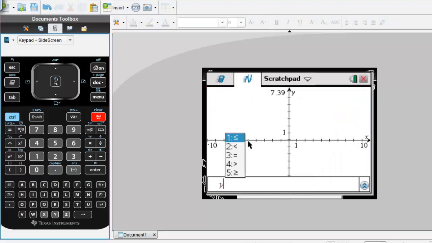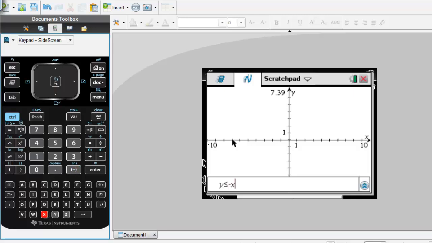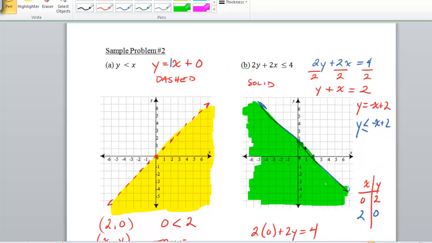And so let me back up here and get my equals to, and so that's going to be a negative x, and then that was a positive 2. I could hit equals, and then you could see that our graph is what we had on our paper. Okay, so that finishes up graphing inequalities. Hopefully you did well on that. If you have any questions, please jot them down and ask your teacher in class.